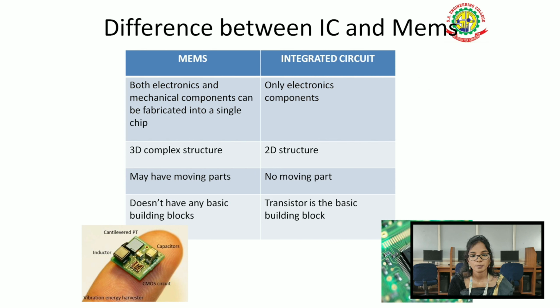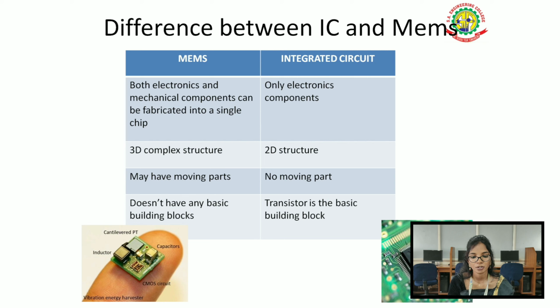Now, coming to the difference between an integrated circuit and MEMS. Generally, all of you know that an IC consists of thousands of electronic components fabricated on a single chip. For example, our 8051 is an IC, a microcontroller, etc. Now, the major difference is that MEMS consists of both electronics and mechanical components fabricated on a single chip. Here, mechanical components means the actuators. Actuators are nothing but moving parts, for example motors, pumps, cantilever beam, etc.